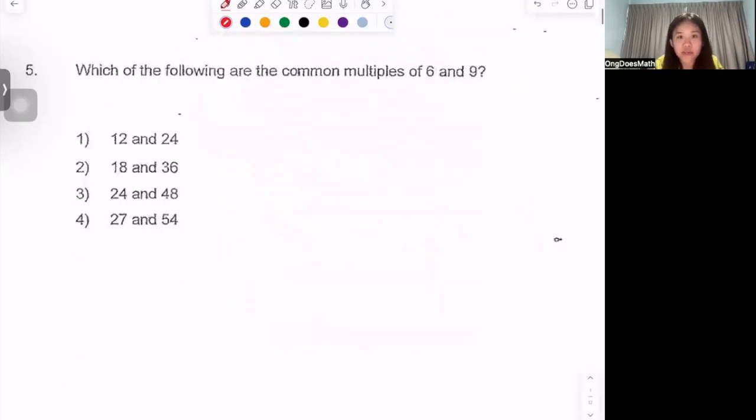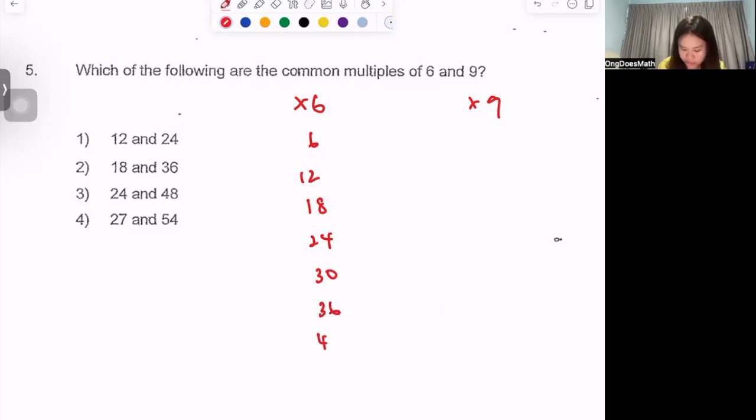Next, which of the following are the common multiples of 6 and 9? So multiples means your multiplication table. 6, 12, 18, 24, 30, 36, 42, 48, 54. 9, 18, 27, 36, 45, 54.